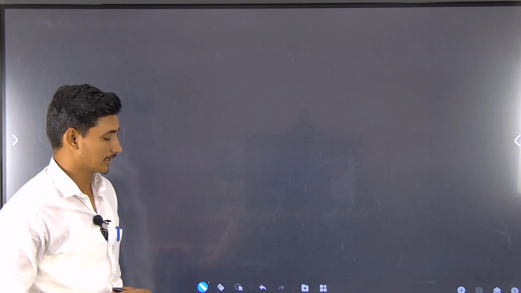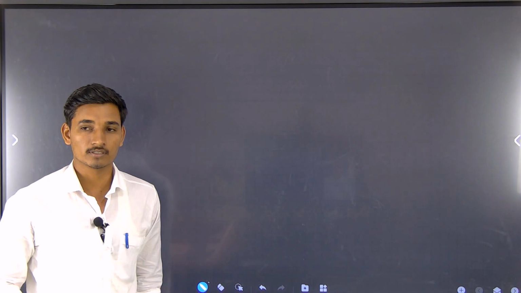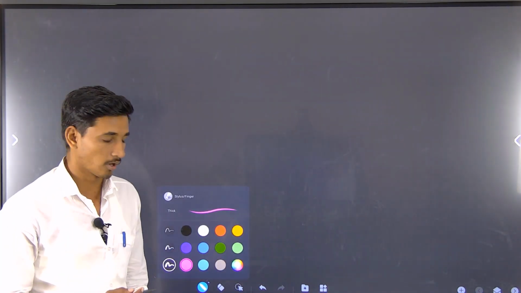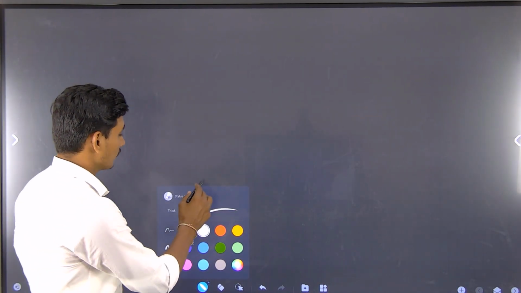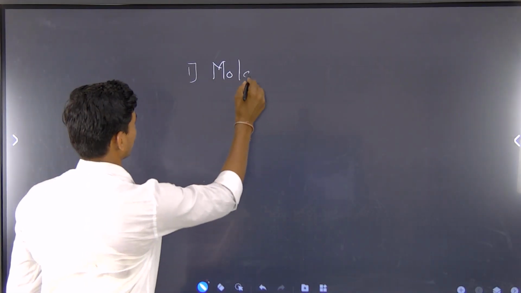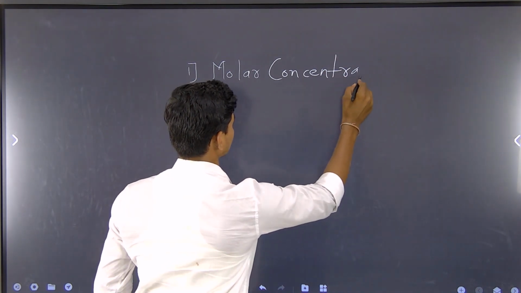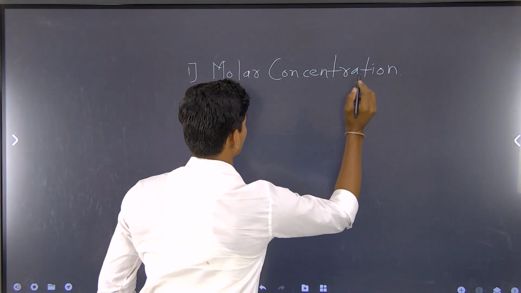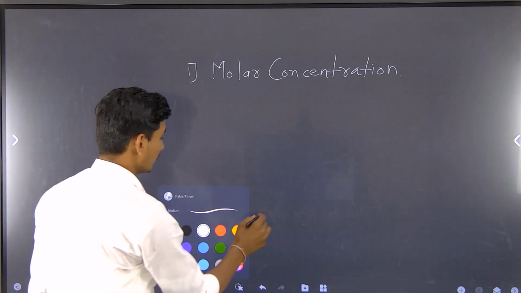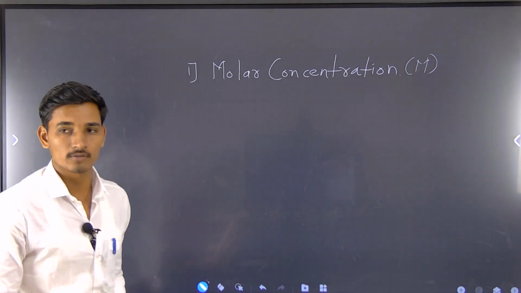In today's lecture we are going to discuss concentration terms. There are two concentration terms, that is the molar concentration and normal concentration. First of all, we are going to discuss the molar concentration. What is molar concentration? Molar concentration is denoted by capital M. So here I will write capital M for the molar concentration.